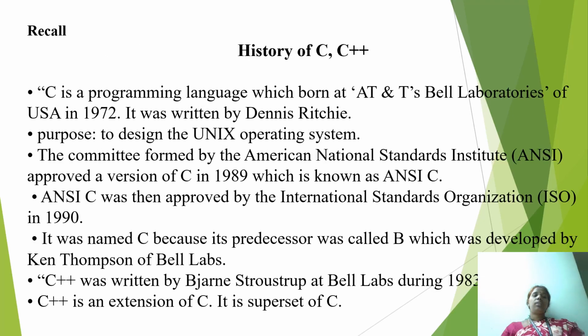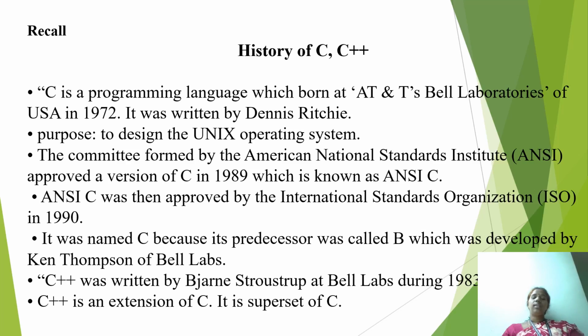Before going to start the Java program, just to recall the history of C and C++. C is a programming language which was born at AT&T Bell Laboratories of USA in 1972. It was written by Dennis Ritchie. The main purpose of C language is to design the Unix operating system. The committee formed by the American National Standards Institute, that is called ANSI, approved a version of C in 1989, which is known as ANSI C.